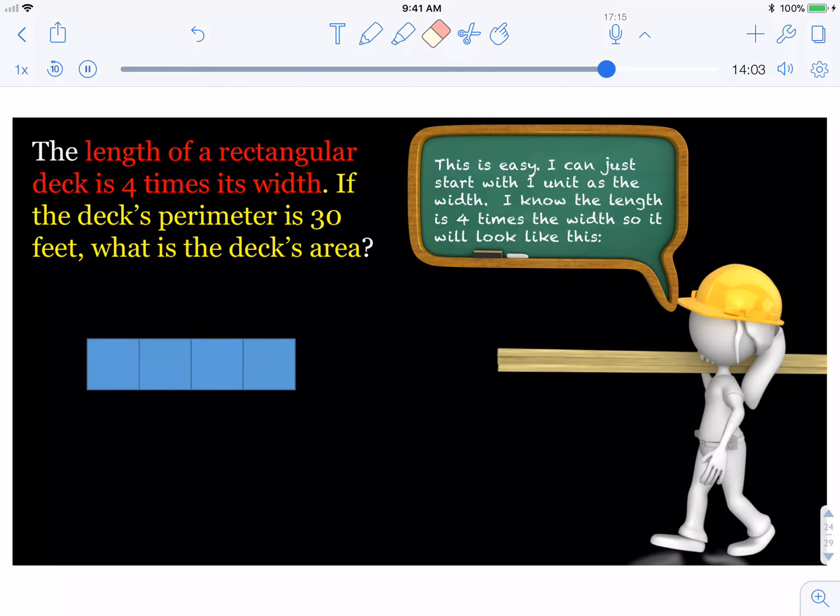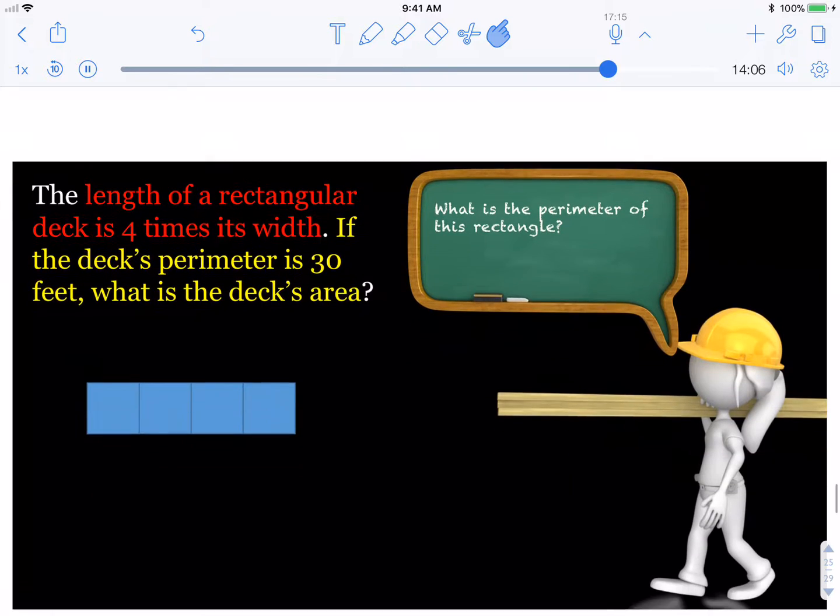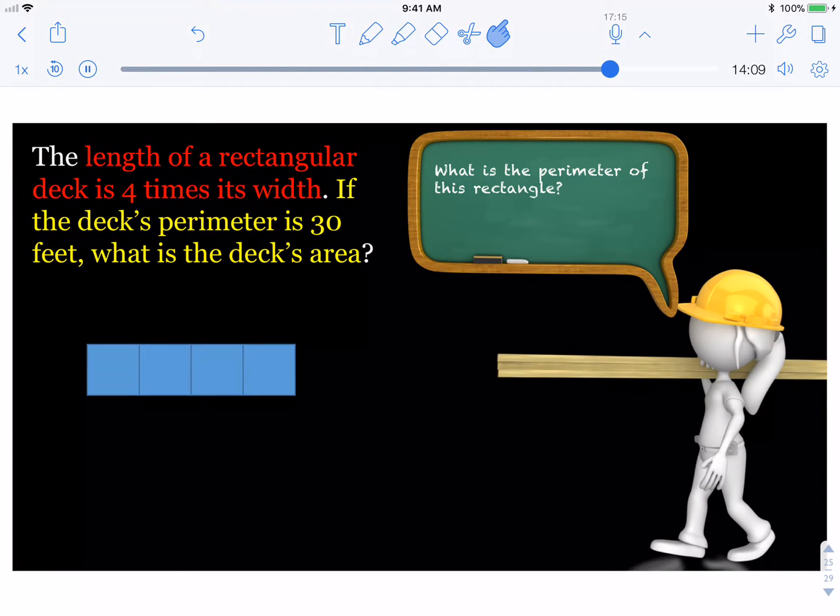Okay, let's look at the next slide. What is the perimeter of the rectangle? The deck's perimeter is 30. What is the deck's area? What would it be? Pause and see if you can figure it out.